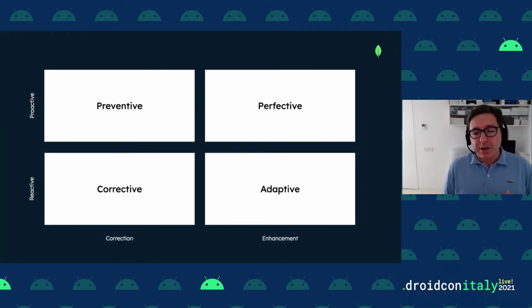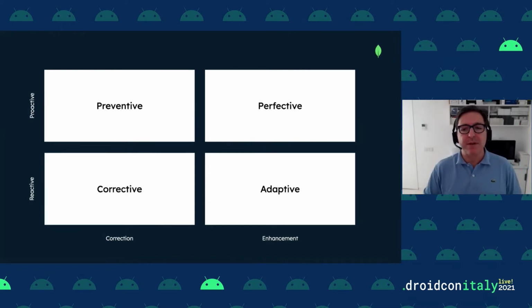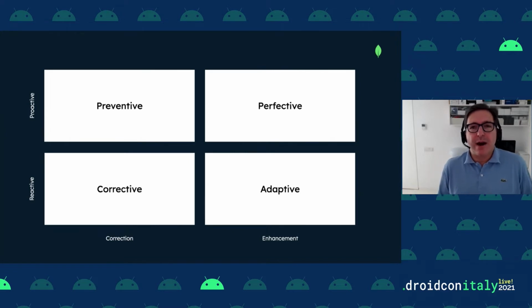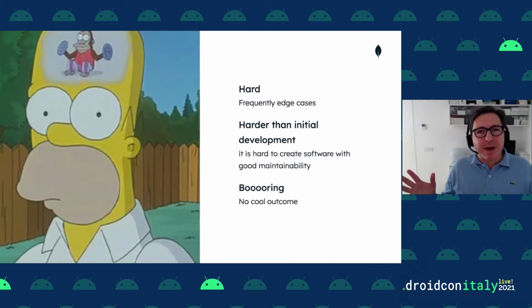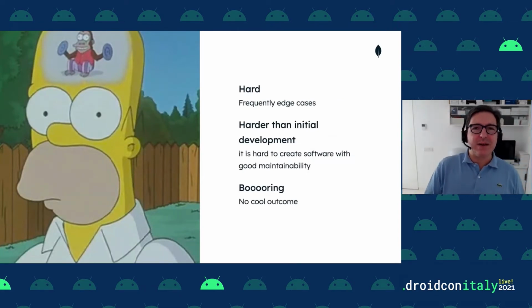The same thing happens with the enhancements. If you foresee situations and you react to those before they happen, you're talking about perfective maintenance. While if you are reacting to complaints that the users have about the way it behaves, then we're talking about adaptive maintenance. But in any case, it doesn't matter which of these groups of maintenance we're referring to. Maintenance is hard. It's not only hard, but it's not sexy.